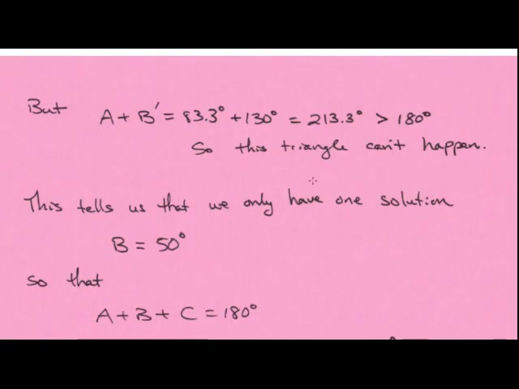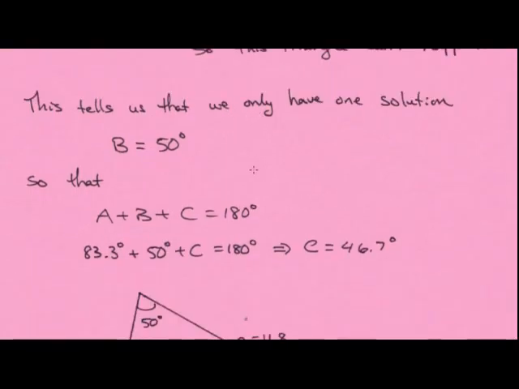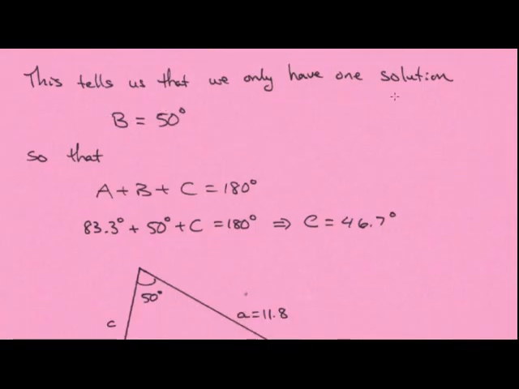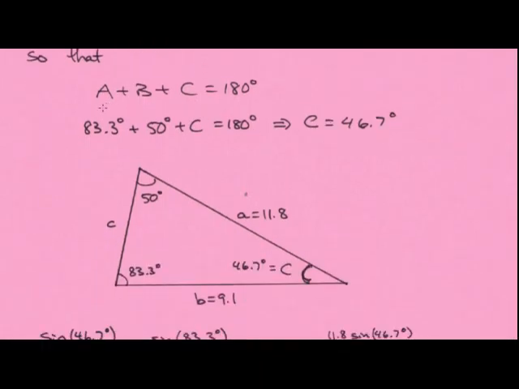So what that tells you, because one case can't happen, is that we can only have one possible solution. And that's our one solution: B is equal to 50 degrees. So now if we have A plus B plus C is 180 degrees, we plug in 83.3 plus 50, and we see that angle C has to have a size of 46.7 degrees.